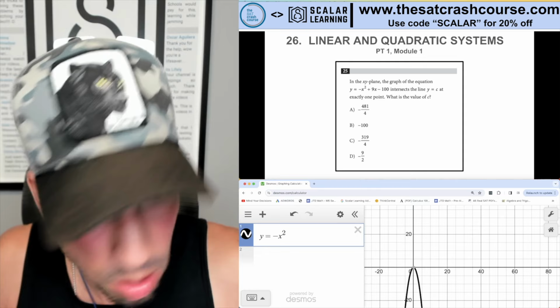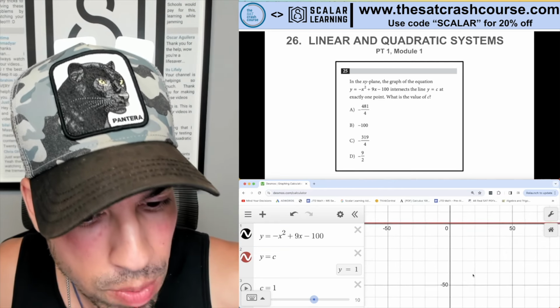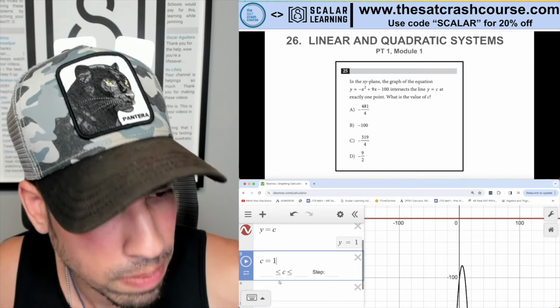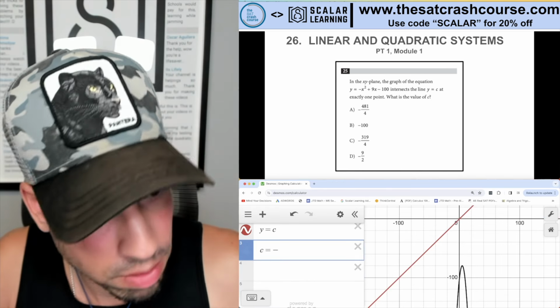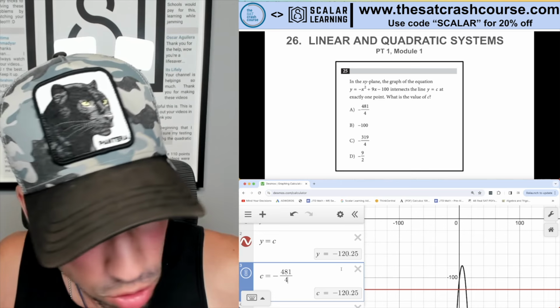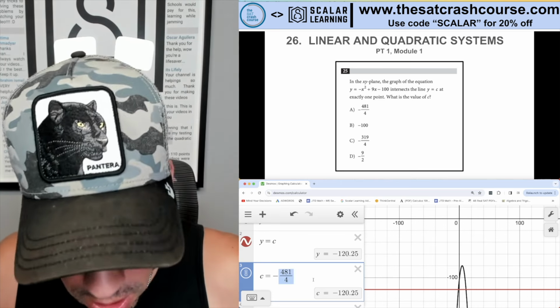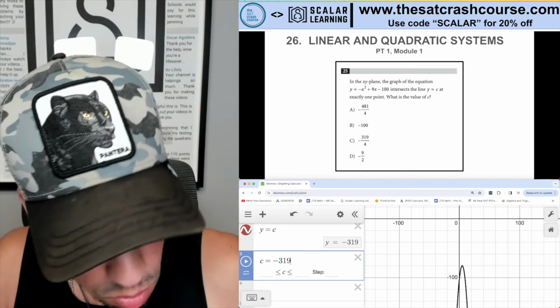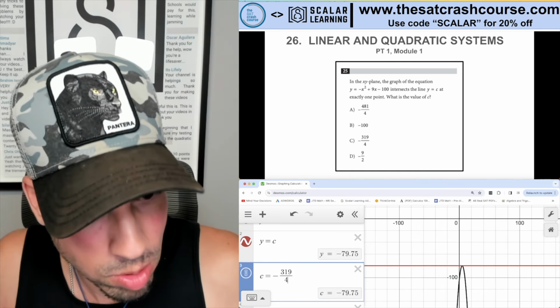So we got -x squared. I'm going to plug it in, plus 9. Okay, so now we got the slider in there, and now we've got different values that we're going to test out for c. Okay, so first is -481 over 4. So we're going to see, nope, it went too low, right? We got 2 solutions, so that's out. Next, we're going to try -100. Nope, we still got 2 solutions. Next, we're going to try -319 divided by 4. That seems to be the winner, right?